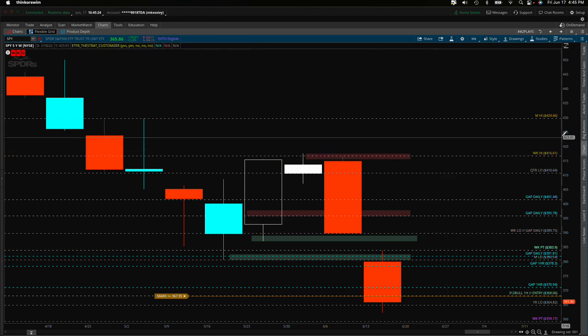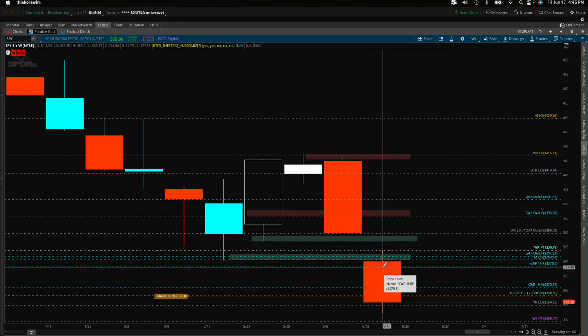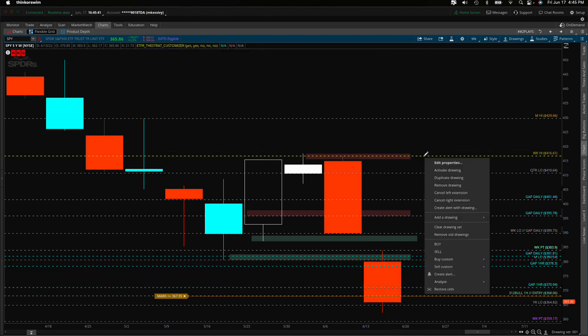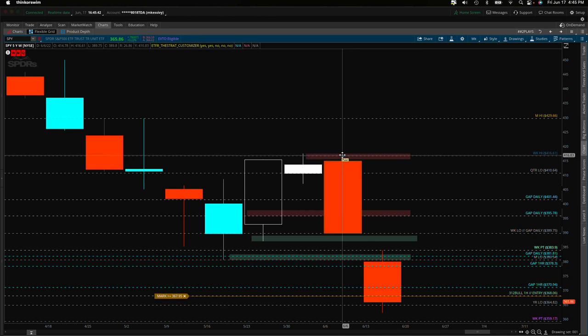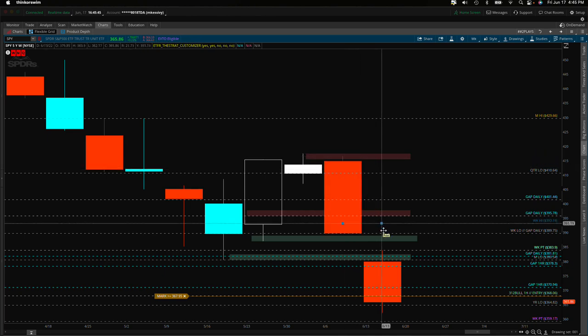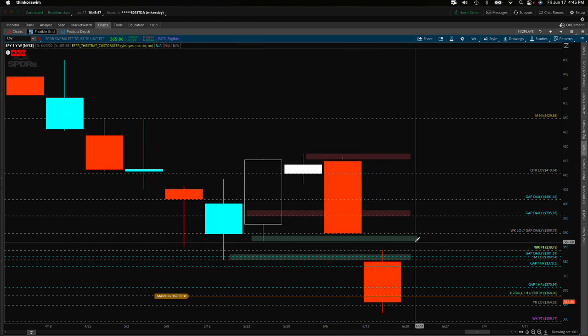So something to consider. Today's Friday at 4:45. So technically, this is the new weekly high and low. When next week starts, this will be the previous candle. So what I'm going to do is activate this and drag it down to the top here.